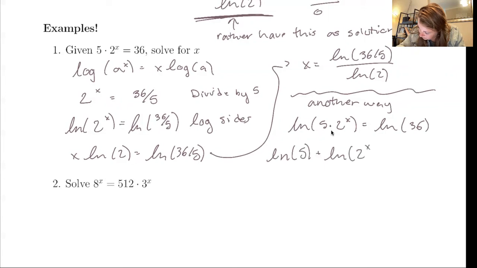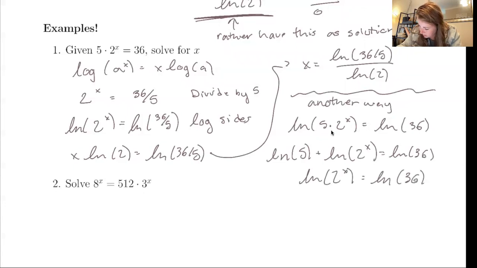Ln 5 plus ln of 2 to the x equals ln of 36. And it would work the same way, right? So then I would get ln of 2 to the x equals ln of 36 minus ln of 5. And then we could, if we wanted to, compress that. And we can see that we're basically right here. And then I would go through the same. Okay, so that's how I can start a different way and get back to the same exact point.